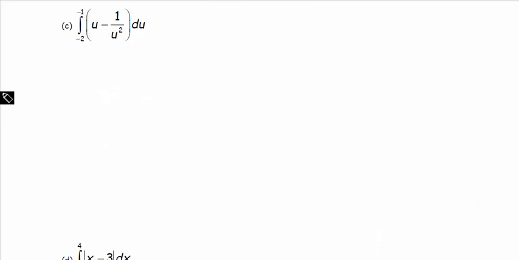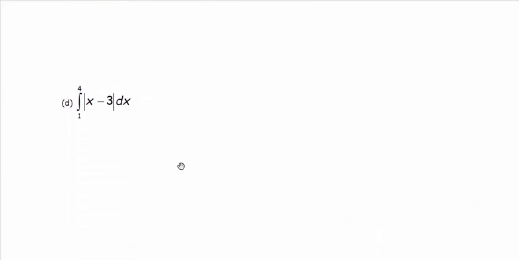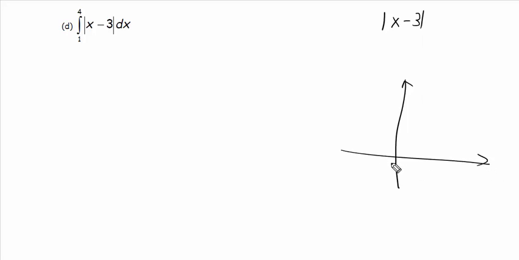Alright, so let's go to another one. Now, if you remember the last section, the absolute value is a little bit tricky. So I want to draw this absolute value of x minus 3 for you. It's the absolute value graph that is shifted 1, 2, 3 to the right. So it looks like this. And the sharp corner happens to be at x equals 3.